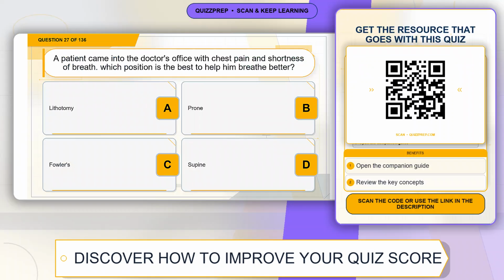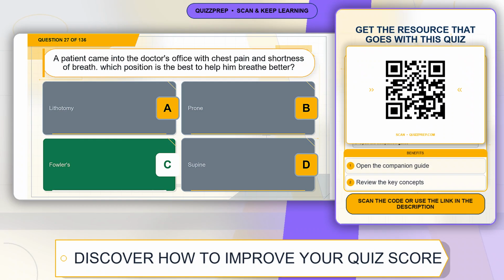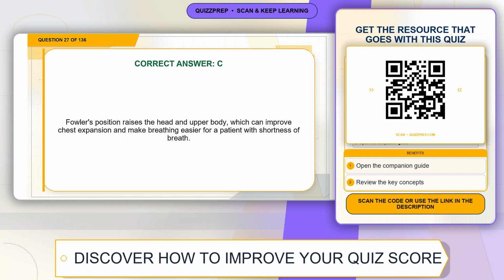Question 27. A patient came into the doctor's office with chest pain and shortness of breath. Which position is the best to help him breathe better? Option A, lithotomy. Option B, prone. Option C, Fowler's. Option D, supine. The correct answer is option C, Fowler's. Explanation. Fowler's position raises the head and upper body, which can improve chest expansion and make breathing easier for a patient with shortness of breath.